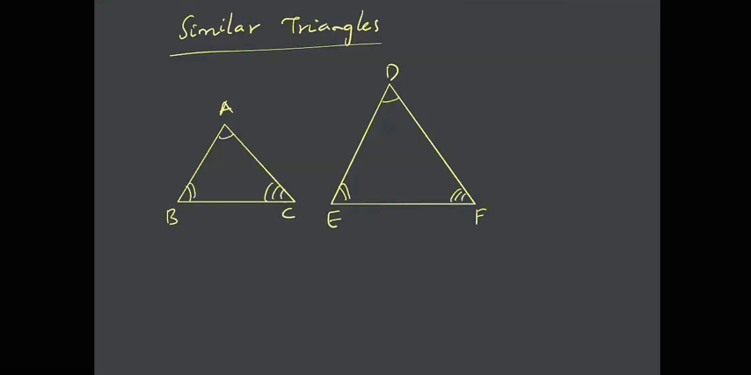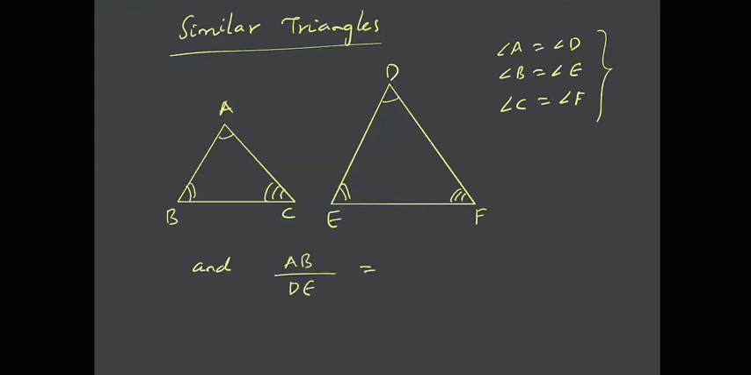That is, angle A is equal to angle D, angle B is equal to angle E, and angle C is equal to angle F. If these three conditions are true and the sides are proportional, that is AB upon DE is equal to AC upon DF is equal to BC upon EF.